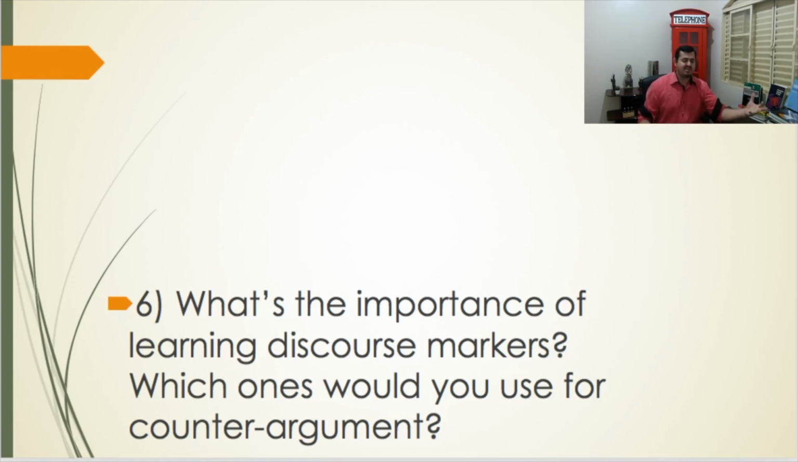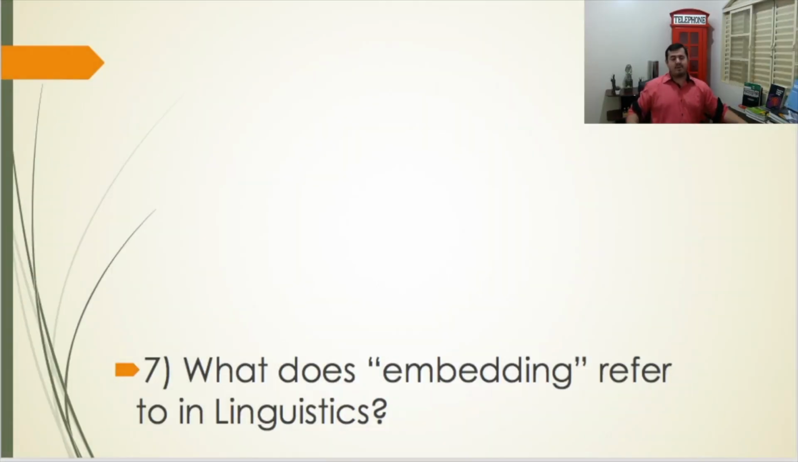Because when you say conjunctions, apparently you have to use one word to link your sentences. But when you use the term discourse markers, you can be talking about a lot of words with the functions assumed by a conjunction. Alright? So, next one. So, question number 7.